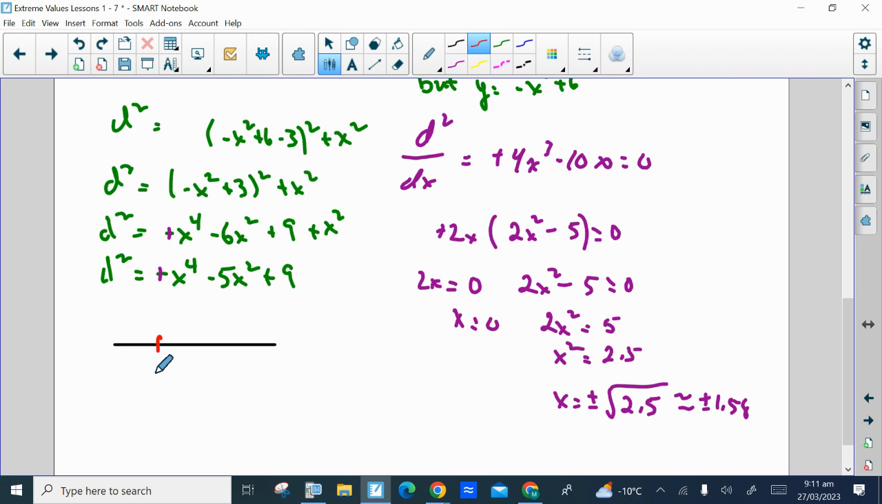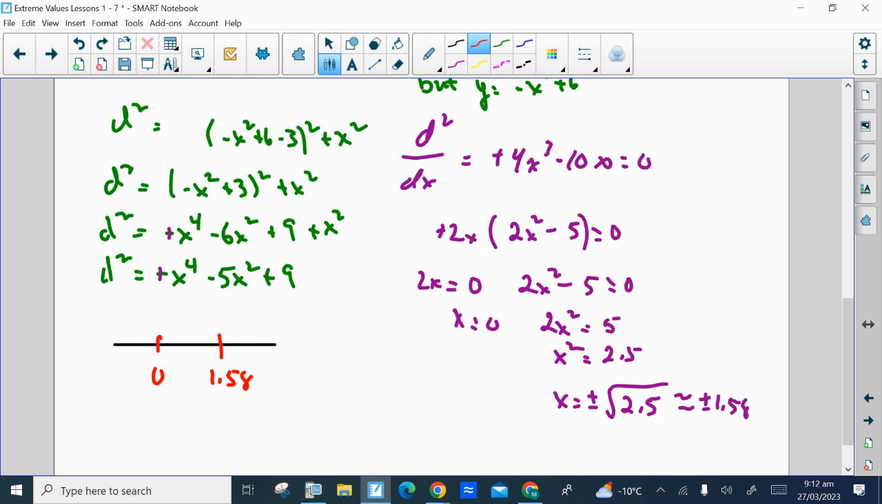We've got two critical numbers here. And I can go negative 1.58 and positive 1.58 but I don't really need to do that. I could just use the positive. I could put the negative 1.58 to the left, but it's not going to change our answer. We're just using this to confirm that we're going to get a minimum distance.